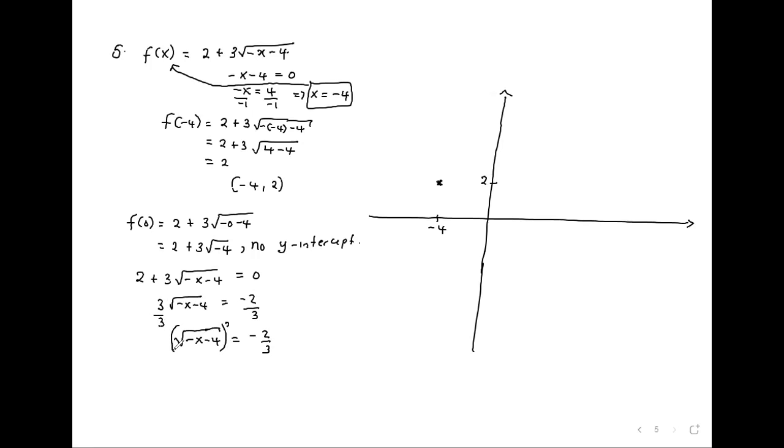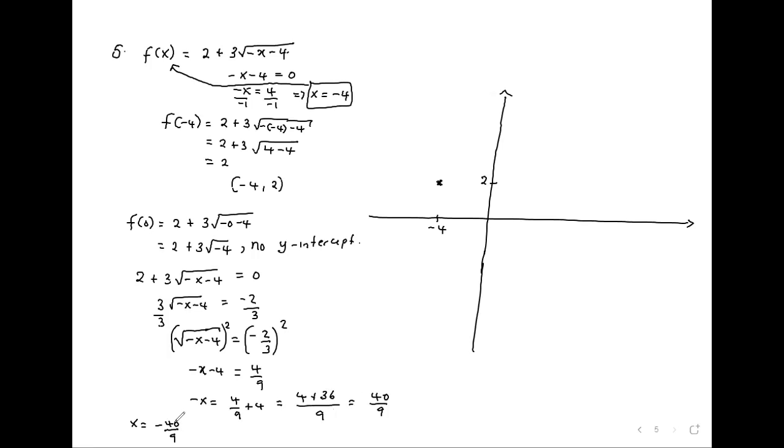We have to square things. Let's square that guy. So we'll get -x minus 4 is equal to 4 over 9. So -x is equal to 4 over 9 plus 4. This is 4 plus 36 over 9. So we get 40 over 9, meaning that x is equal to -40 over 9. So we are finding an intercept there.